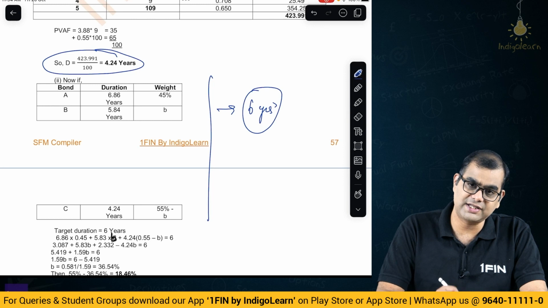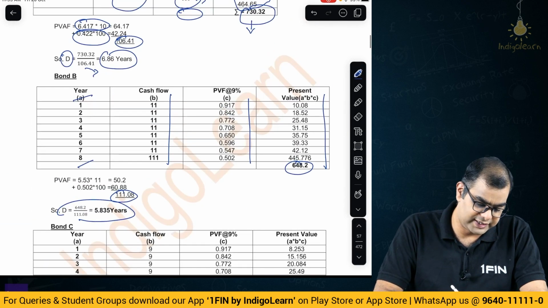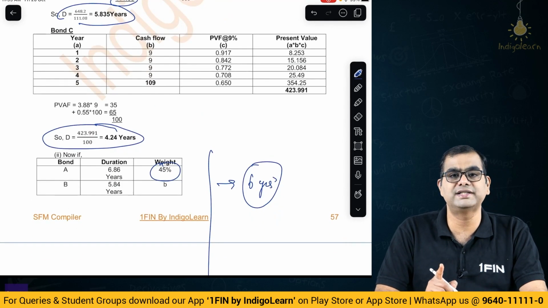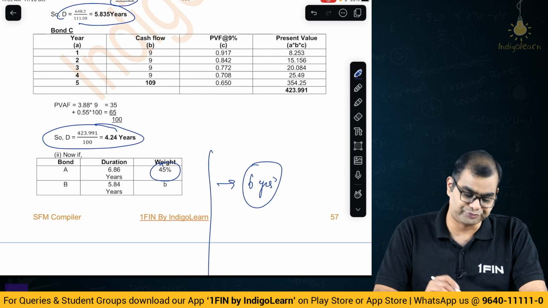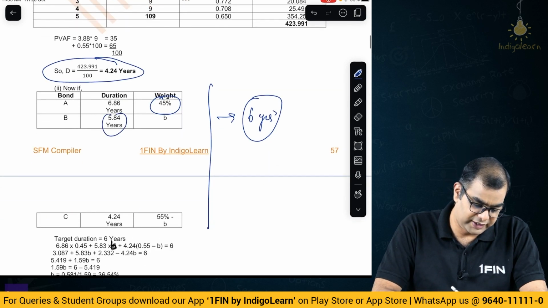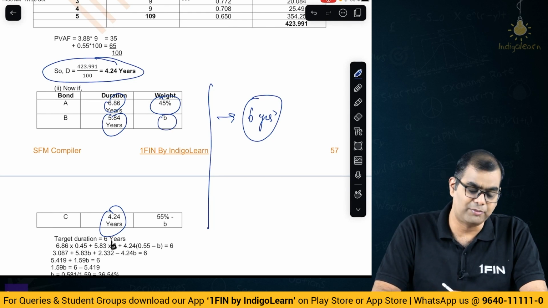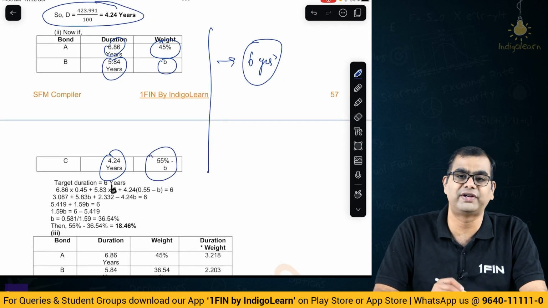Right. Now, if this has to be 6 and they have already said weight of A is 45%, so 6.86, what we got here, is 45%, and please note duration is additive and duration is a simple weighted average, you can add it. Right. So, 5.84, 6.86 and 4.24. Let us assume the weight of bond B in the portfolio is B, then weight of bond C is 55% minus B.